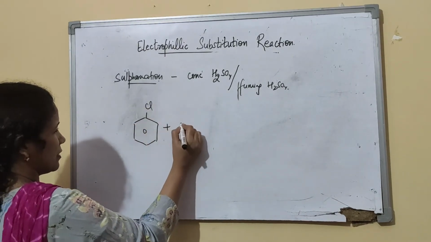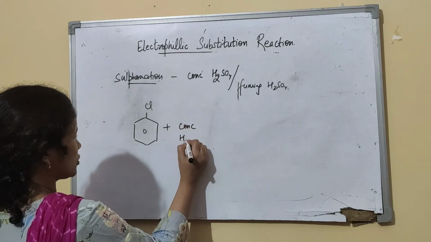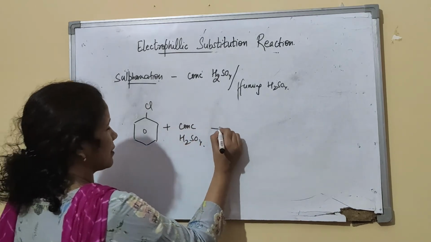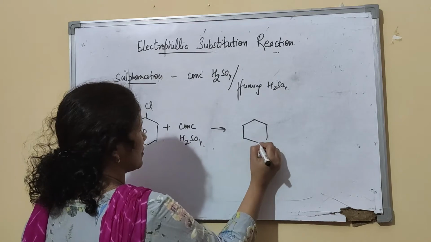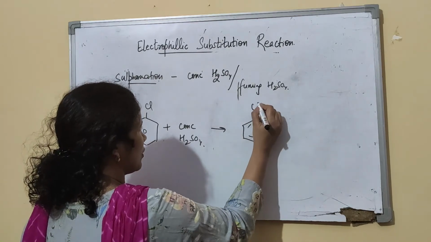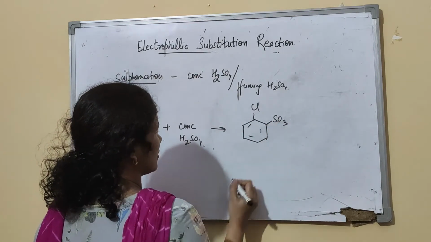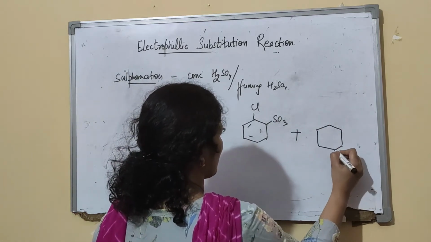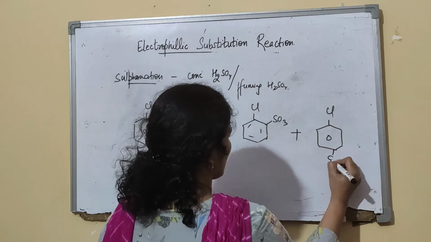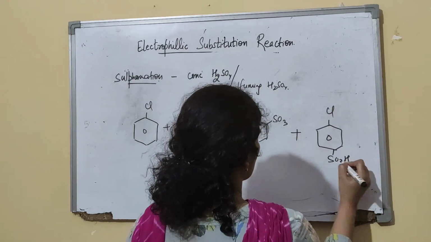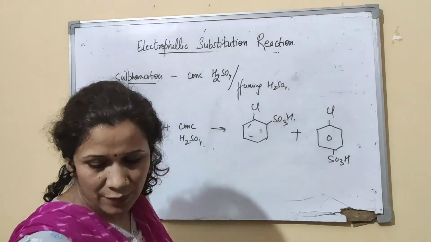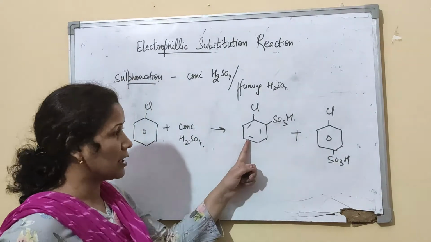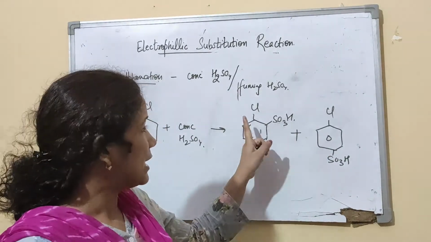So what we do is chlorobenzene, conc H2SO4, one time ortho and the second time para. Now what is very important is the name. This name is very important.